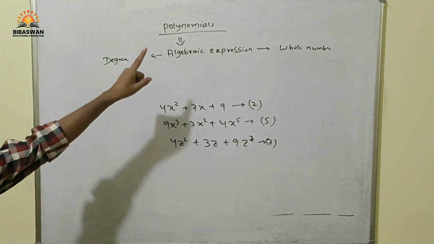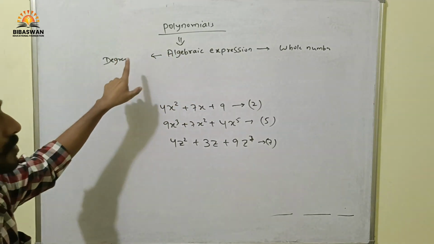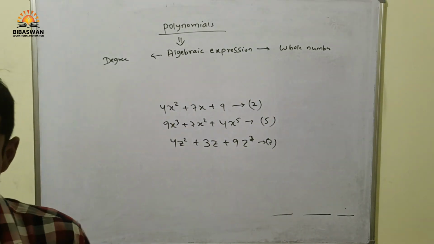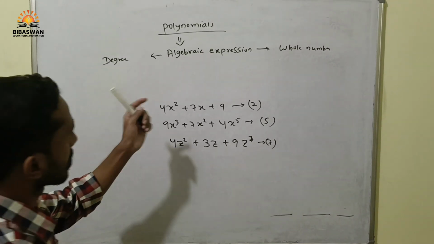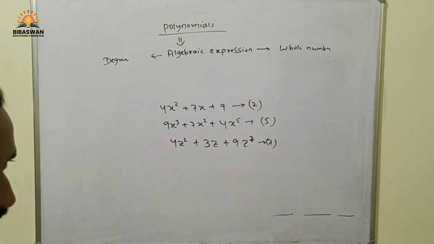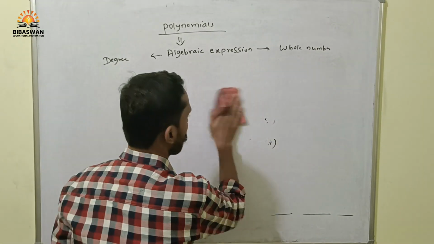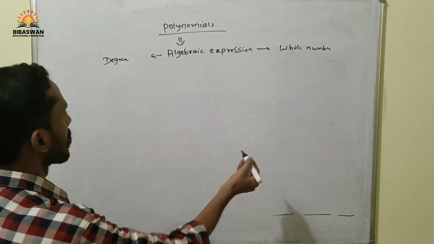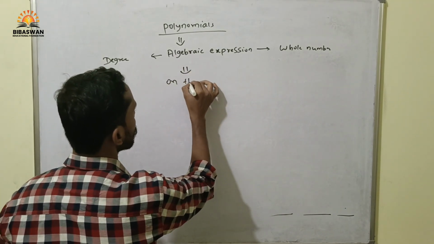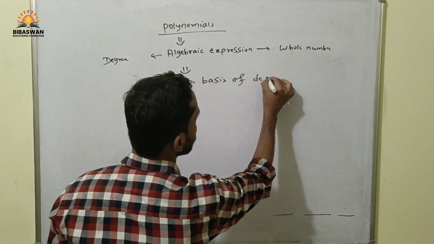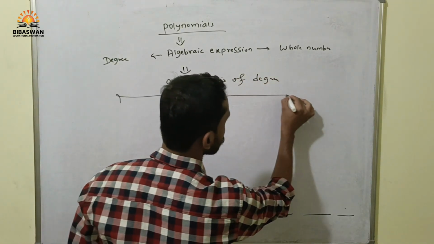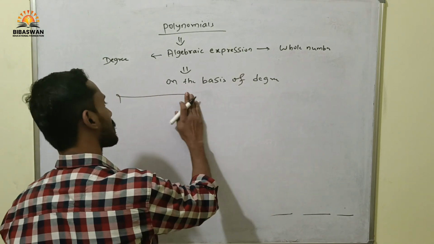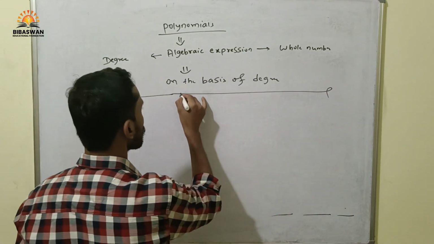So a polynomial is a special type of algebraic expression whose degree should always be a whole number, meaning starting from 0 and going to n. Clear? Whole number, starting from 0 and going to n. Understood? These are some examples of polynomials. Now, on the basis of degree, polynomial is divided into 3 parts. Actually 4 parts. 4 general parts. Not exactly 4 parts. There may be more than that, but we use 4 parts.